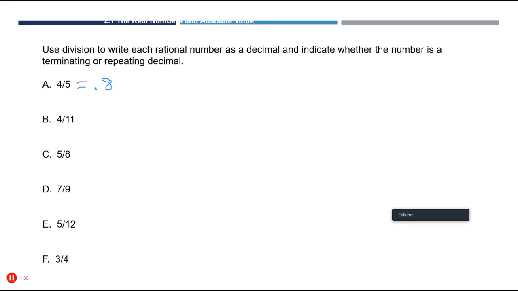Is this a terminating or repeating decimal? Good, what do you think? It is terminating because you typed it in and your answer was done.